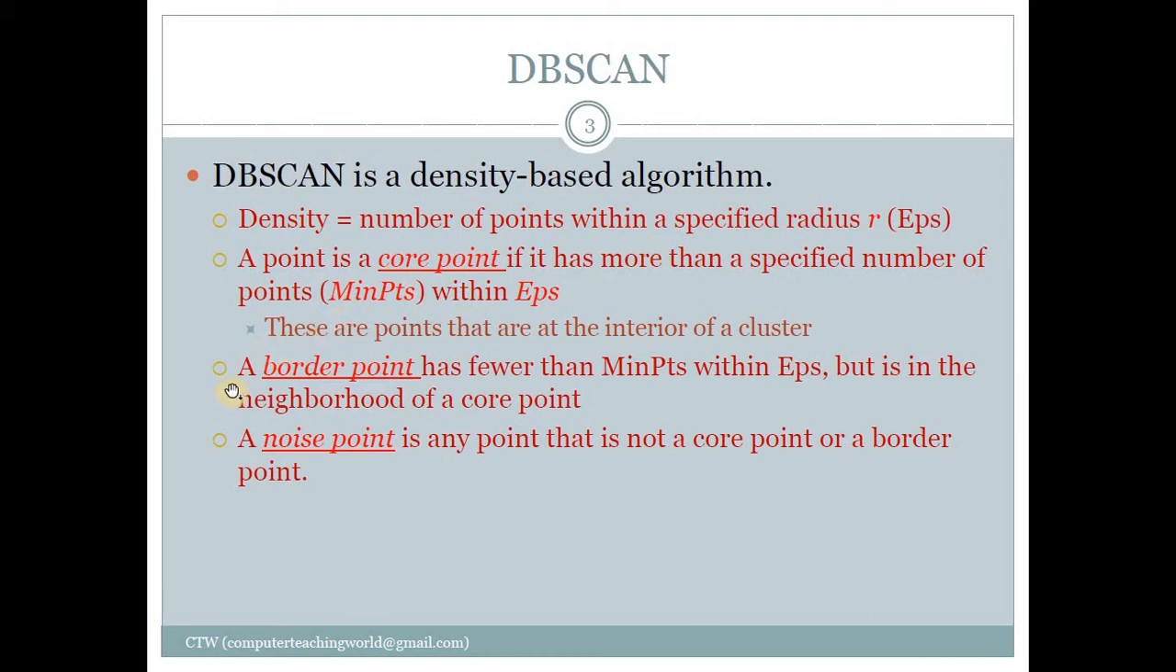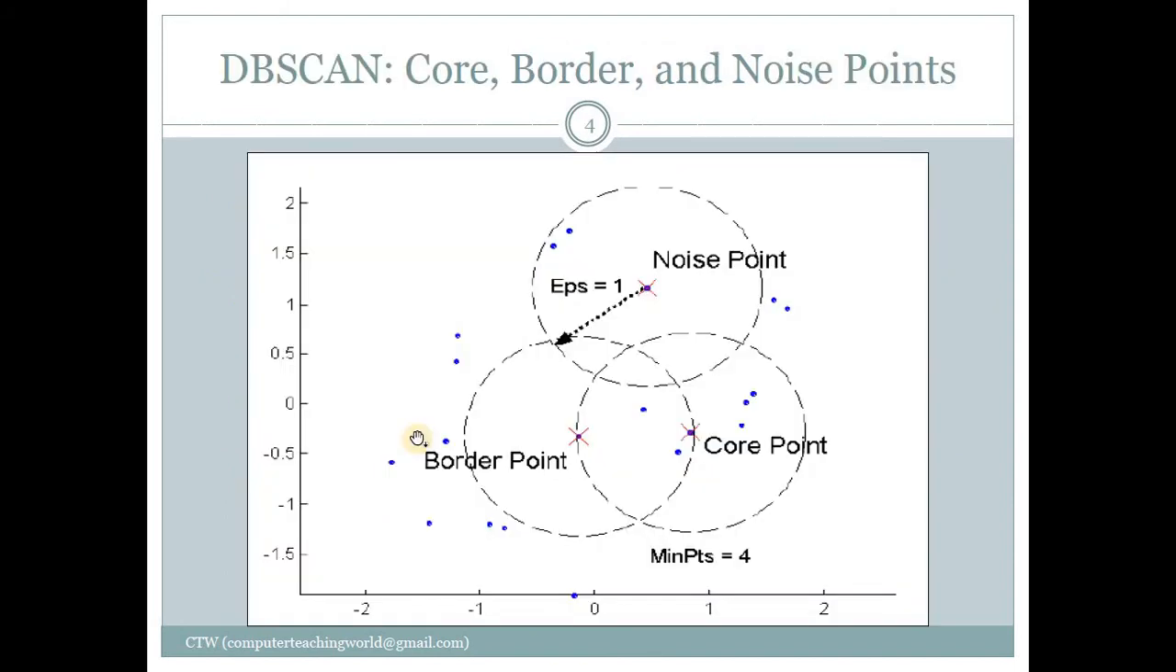A border point has fewer than min points within epsilon but is in the neighborhood of a core point. And noise is any point that is not a core point or a border point. In the next slide, we will see all these definitions in an example.